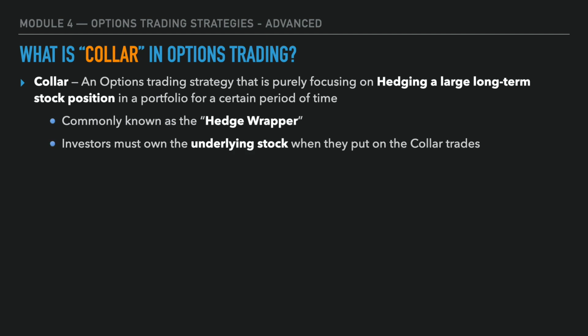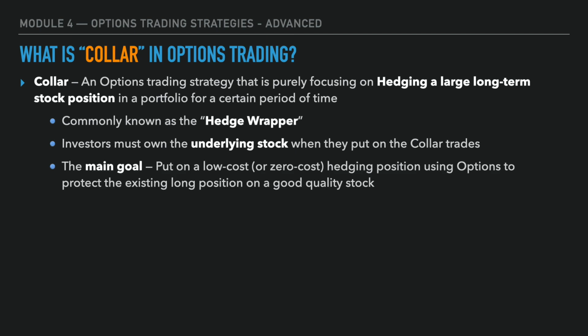To construct a collar position, you have to own the underlying stock first. The main goal of using a collar strategy is not to make any profits, but this strategy can allow investors to put on a nice zero-cost hedging position using both call and put option contracts to protect their existing unrealized profits from a long-term stock position.